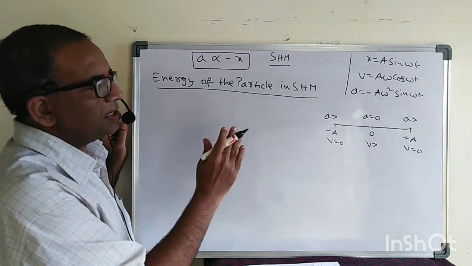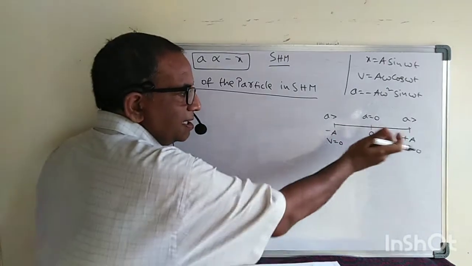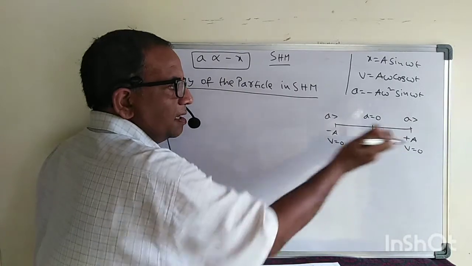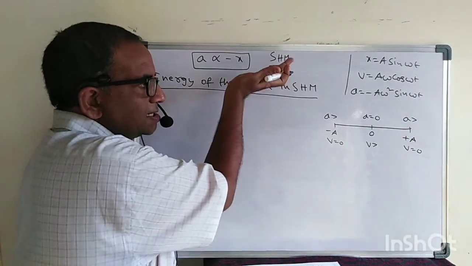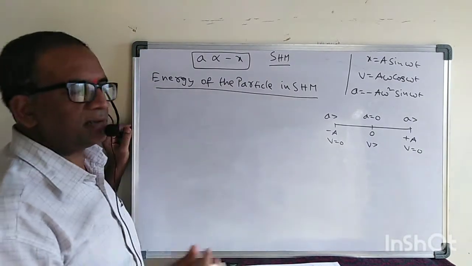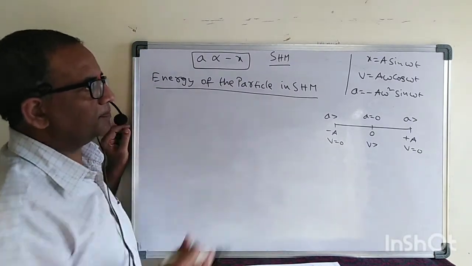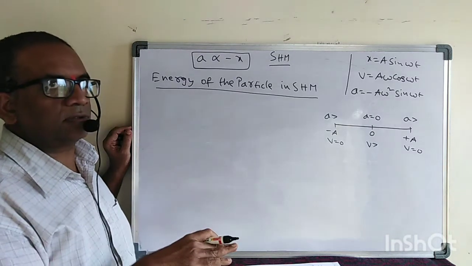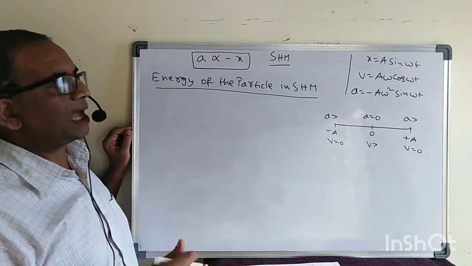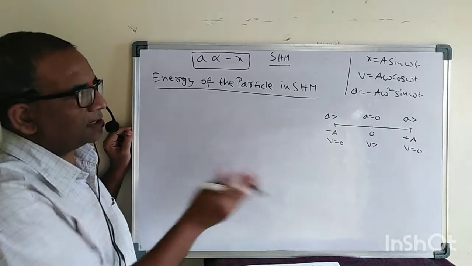Linear SHM means we are discussing along either the positive or negative x-axis, or the positive or negative y-axis. So it means we are discussing in a linear shape. We may also discuss in terms of angle, and that we will call angular SHM. That we will discuss later on.